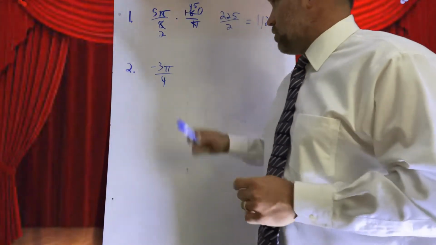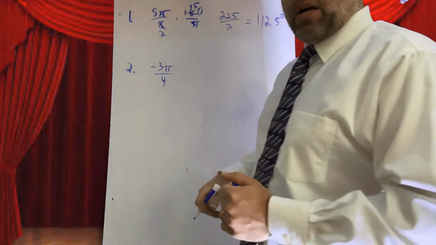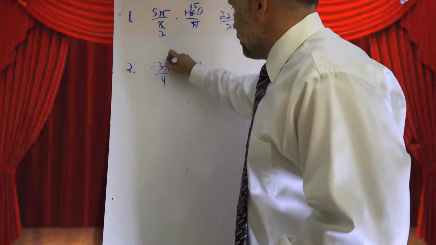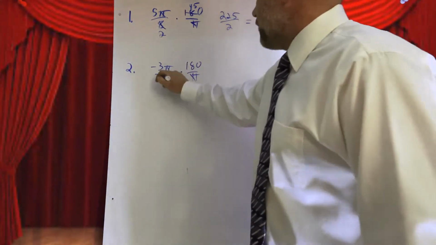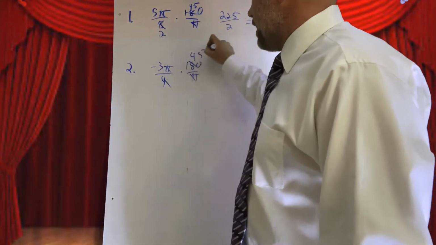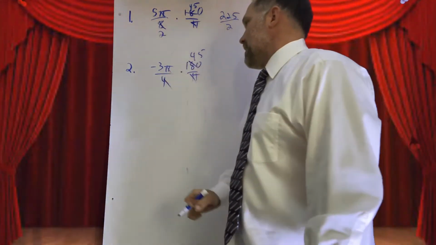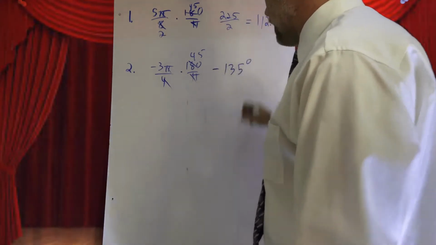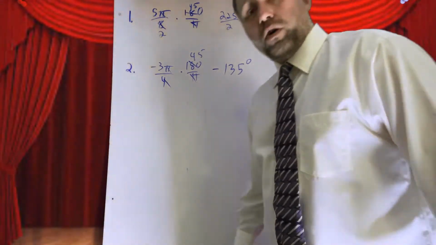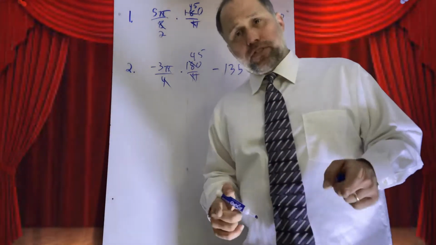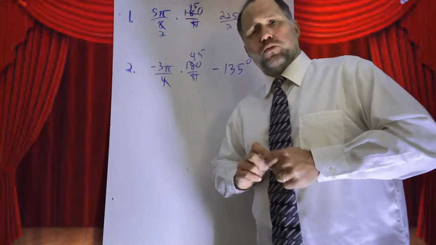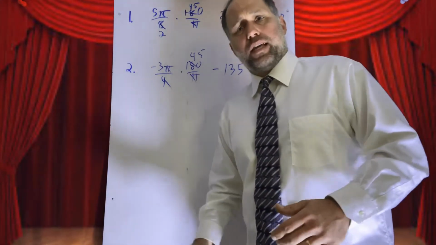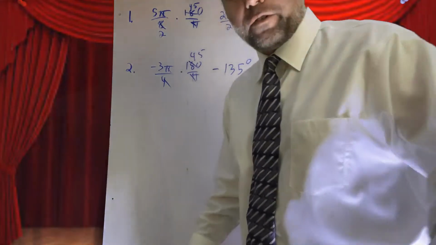All right, so let's go to number 2. Negative 3 pi over 4 times 180 over pi. Your pi's cancel out. 4 goes into 180 45 times, and 45 times negative 3 is going to be negative 135 degrees. So there was number 1 and number 2. I have returned the quizzes to you, so you should be able to open them up and see which questions you missed and follow along here as I go over this stuff.